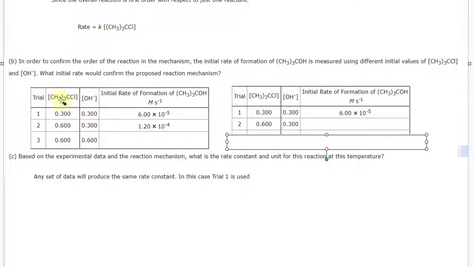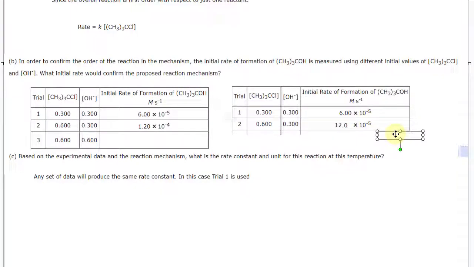So I've rewritten this table, and what I've done is I've changed that 1.2 times 10 to the negative 4 to 12 times 10 to the negative 5. So these are both times 10 to the negative 5. So we doubled the tert-butyl chloride and the rate of the formation of the alcohol doubled too. Well, that makes sense. If we double this concentration, the rate doubles. This rate law does make sense. So we've confirmed the mechanism that was proposed for this reaction.